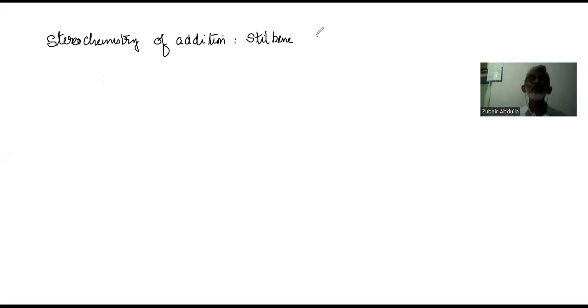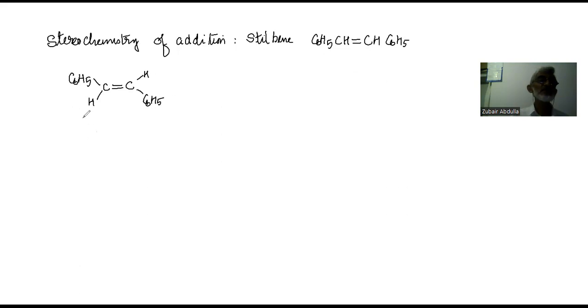We have the formula C6H5CH=CHC6H5. Now we have on each carbon one hydrogen and one phenyl ring. So this molecule can show cis-trans isomerism. So you can write C6H5CH=CHC6H5. This is trans-stilbene.